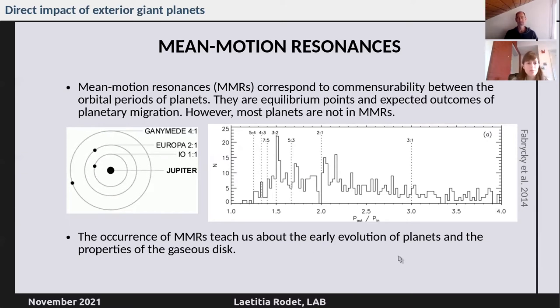It can also be linked to the properties of the gaseous disk. So it's really a very interesting topic. And we'll talk a bit more about some results on this.